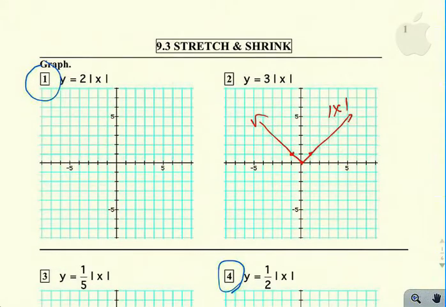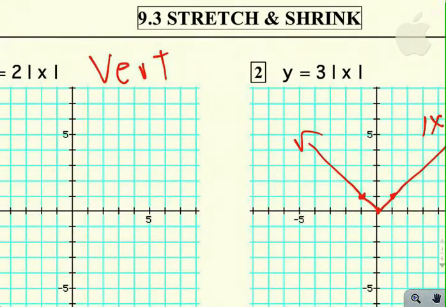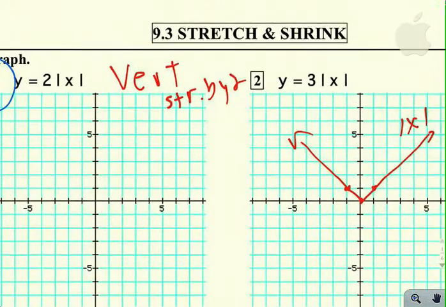So what's happening to that graph in number 1? It's going to have a vertical stretch by 2. So all the y's will be 2 times as great. Well, (0, 0) will still be there. But instead of (1, 1), we'll have (1, 2). And instead of (-1, 1), we'll have (-1, 2).